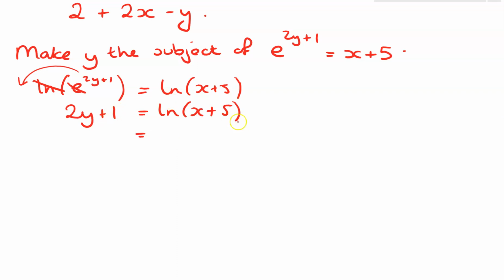I'm going to take off the 1 and divide by 2, so I end up with ln of x plus 5, minus 1, over 2. There we go.